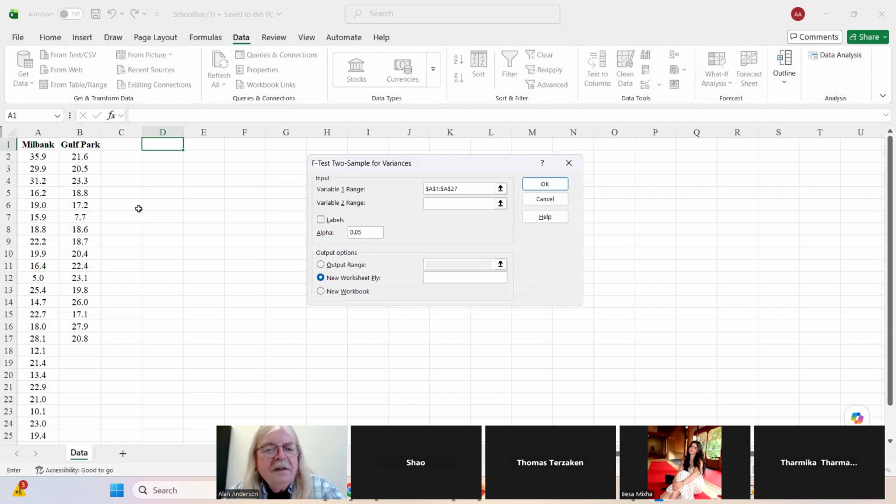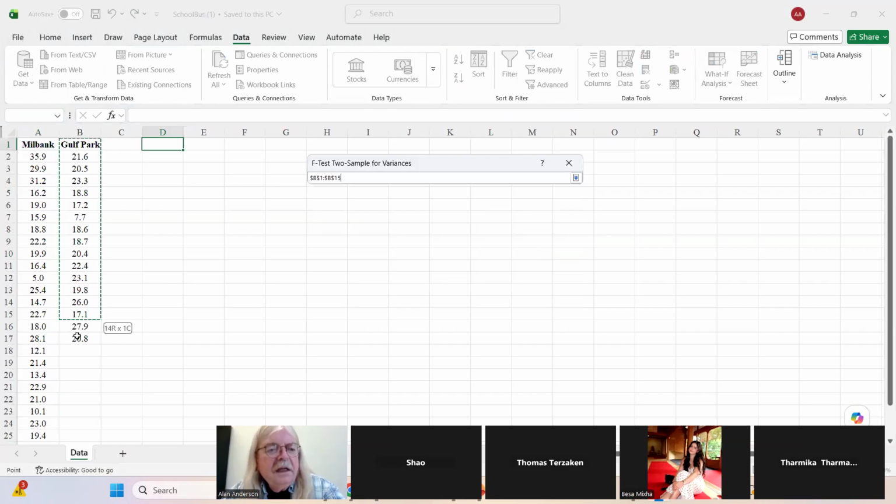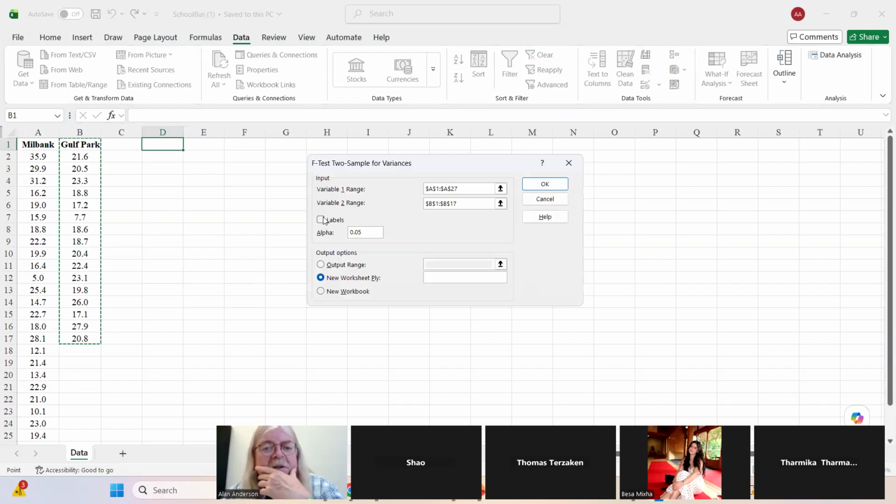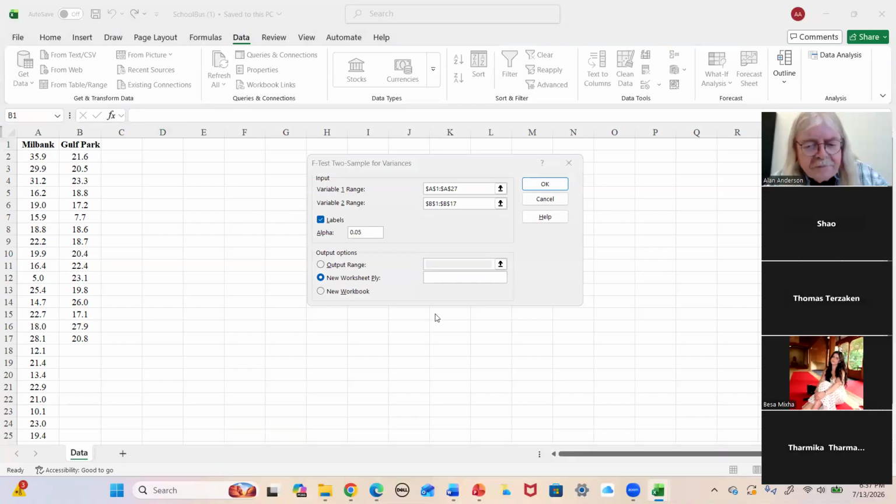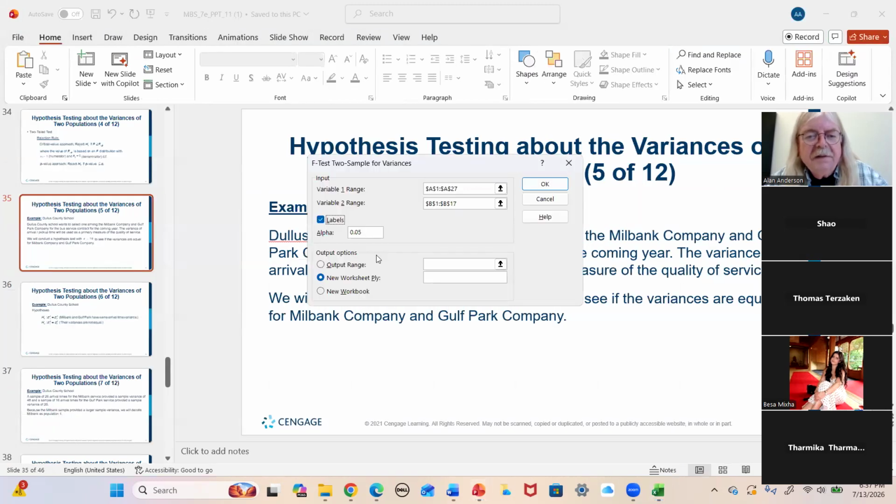It went to H27. Okay, B1 through B17. Make sure you choose the labels. I think alpha was different though. Let's go back and double check. Yeah, it's 10. Okay, 10%.